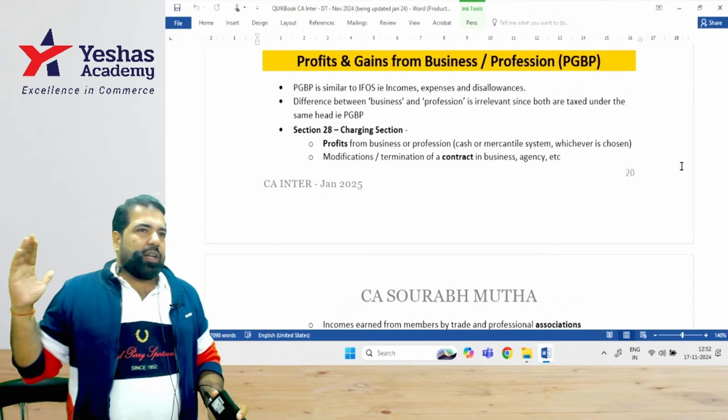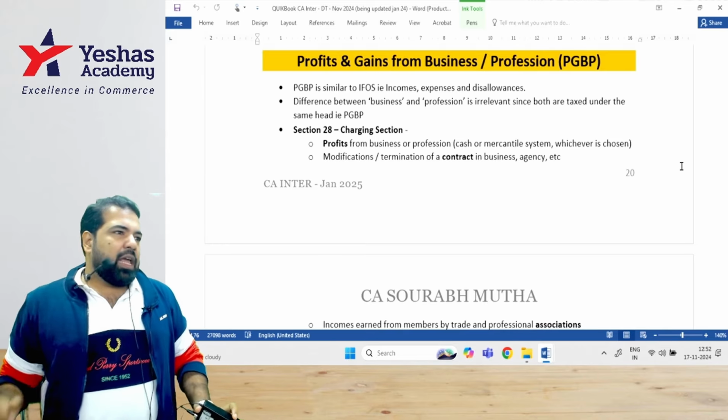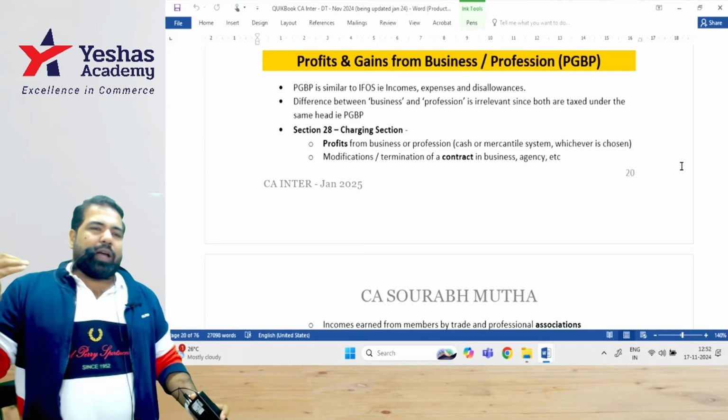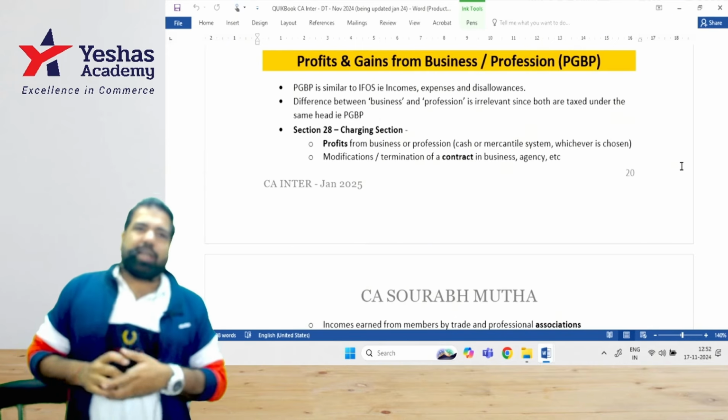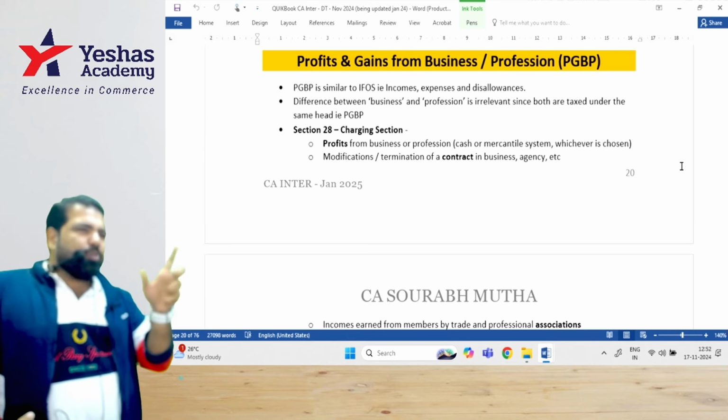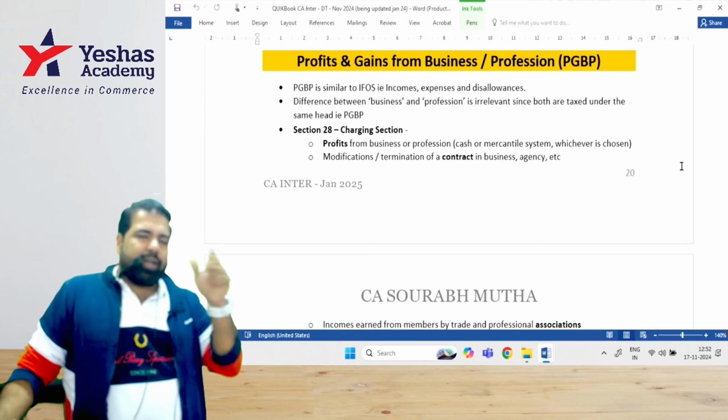Excellent, guys. While these are all deductions, let's go to disallowances. Disallowances are very similar to IFOS. Let's talk about IFOS and PGBP disallowances, guys. Poor politician wins slash QPN. A small difference. In IFOS it was different. Here it is slightly different.